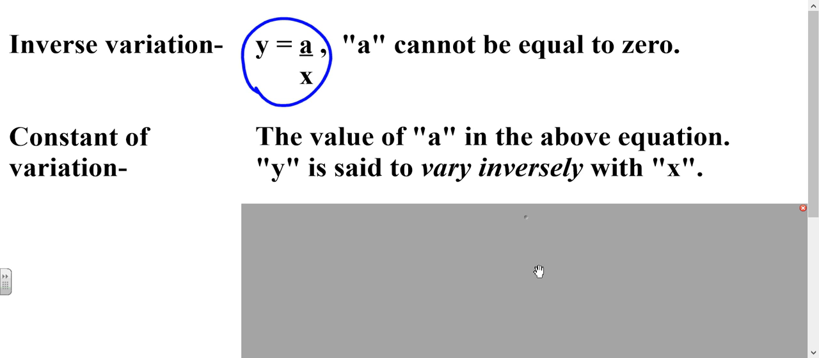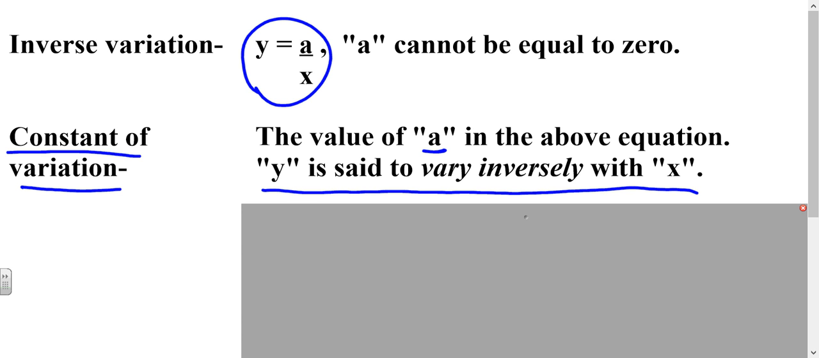A is called the constant of variation. That's something that is the same every single time. It never changes. That's why it's called the constant. So whenever you hear the phrase y varies inversely with x, then you know you're going to be using the equation for inverse variation.